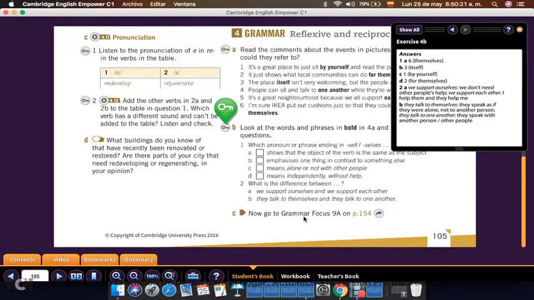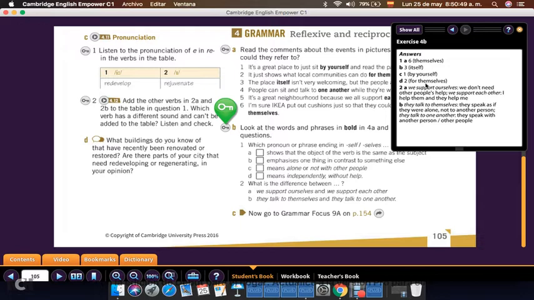And now, after you check them out, the one that shows the object of the verb is the same as the subject is A6, themselves. Emphasizes one thing in contrast to something else: itself. Means alone or not with other people. There you go. Means independently, without help.